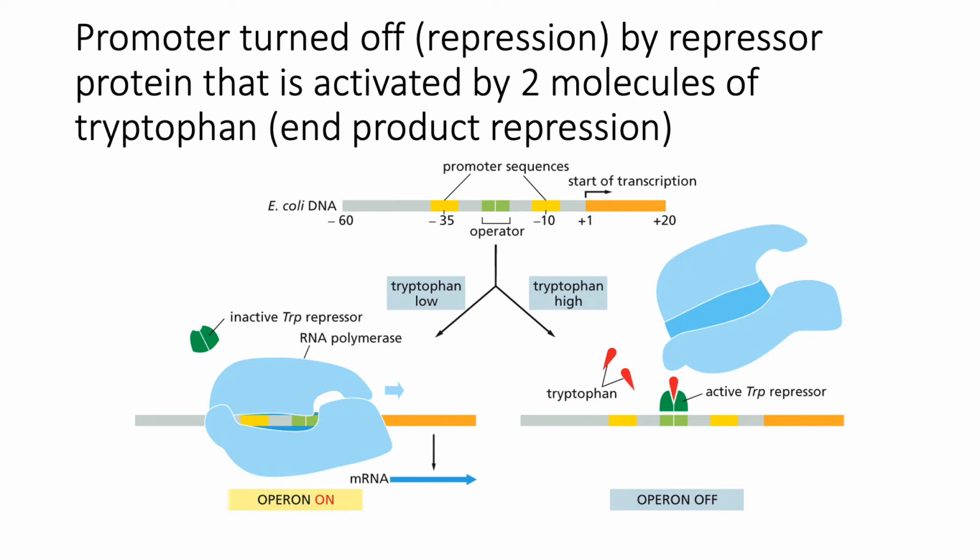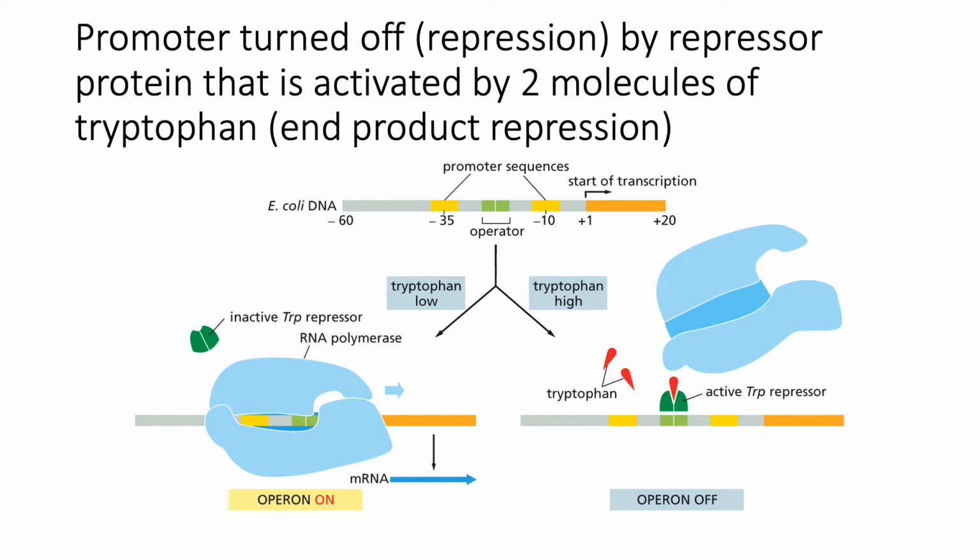But the evolutionary mechanism that would allow the binding of the end product to this repressor, which then binds to its own promoter, I find pretty miraculous, pretty impressive. So that's end product repression or negative regulation.